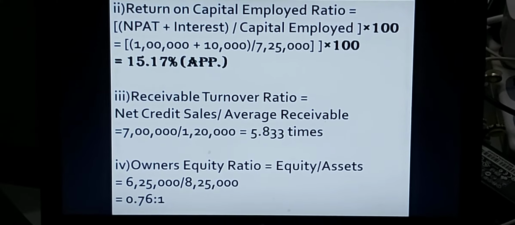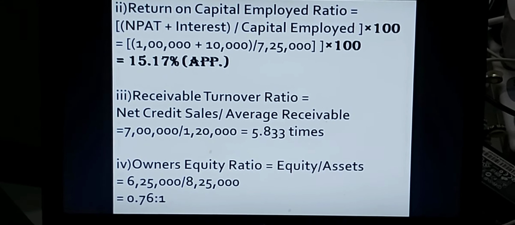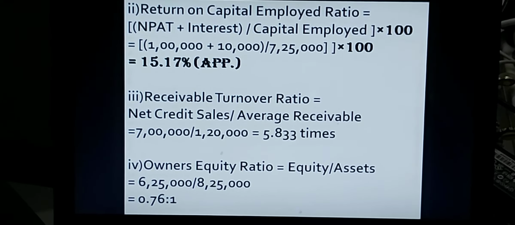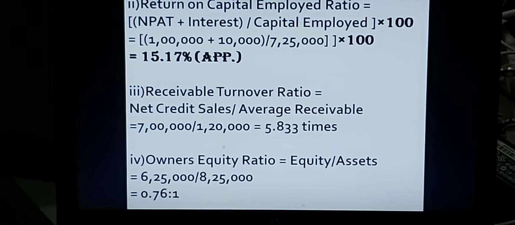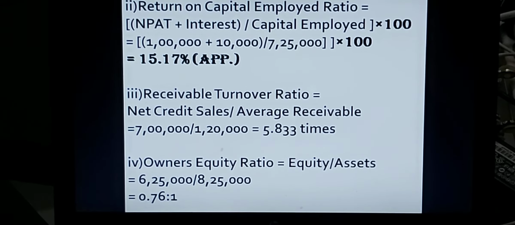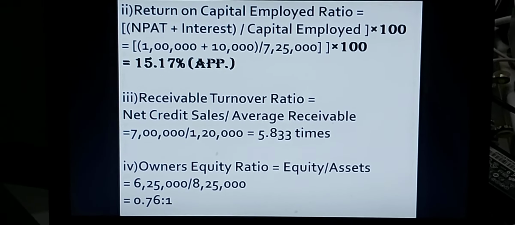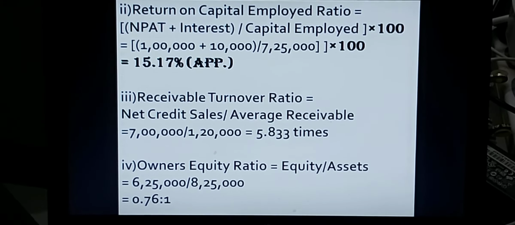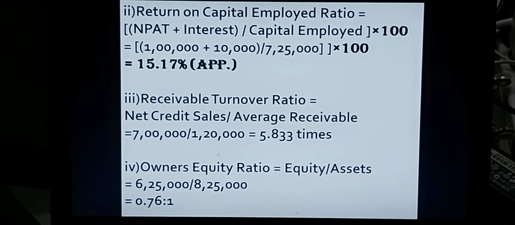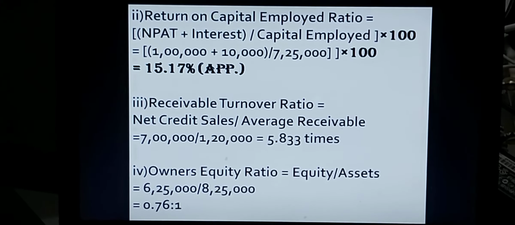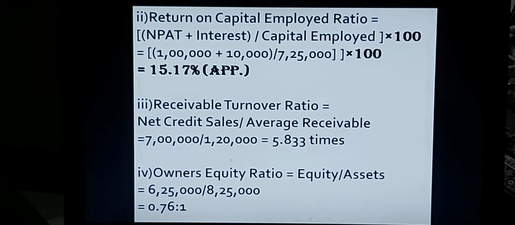Now you can write in the ratio: receivable turnover ratio is equal to 7 lakh divided by 1,20,000, is equal to 5.833 times. Receivable turnover ratio is equal to 5.833 times. This is the last one for this ratio.